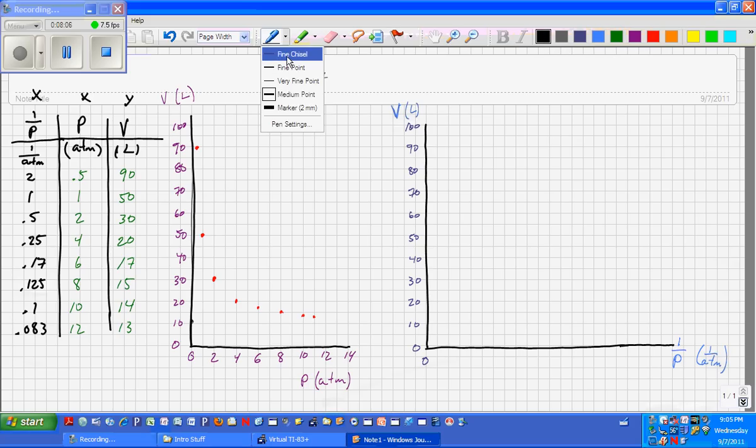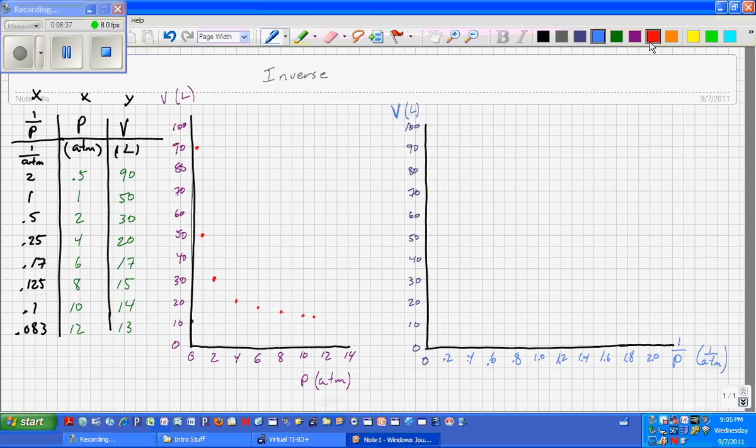Let's go ahead and get the pen back. So that's 0.1, so this is going to be 0.2, 0.4, 0.6, 0.8, 1.0, 1.2, 1.4, 1.6, 1.8, 2.0. All right, so I'm ready to start plotting.